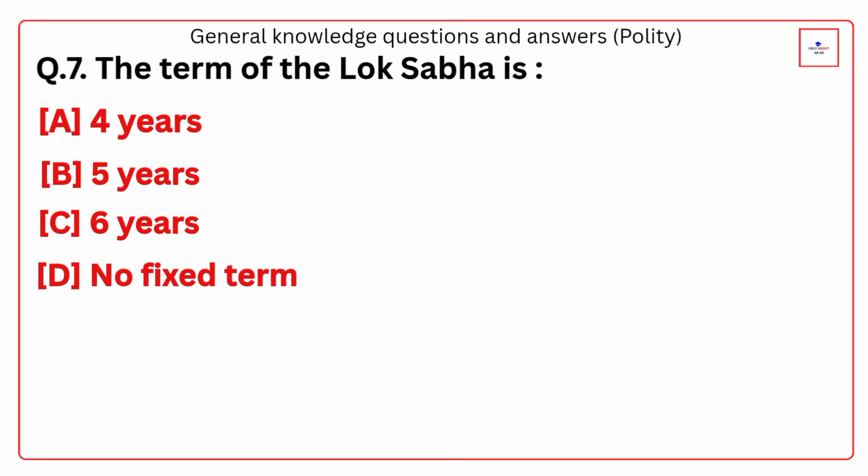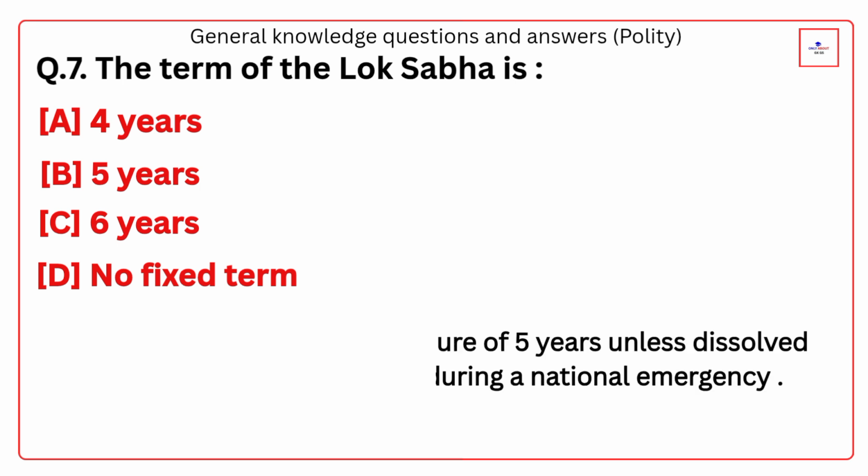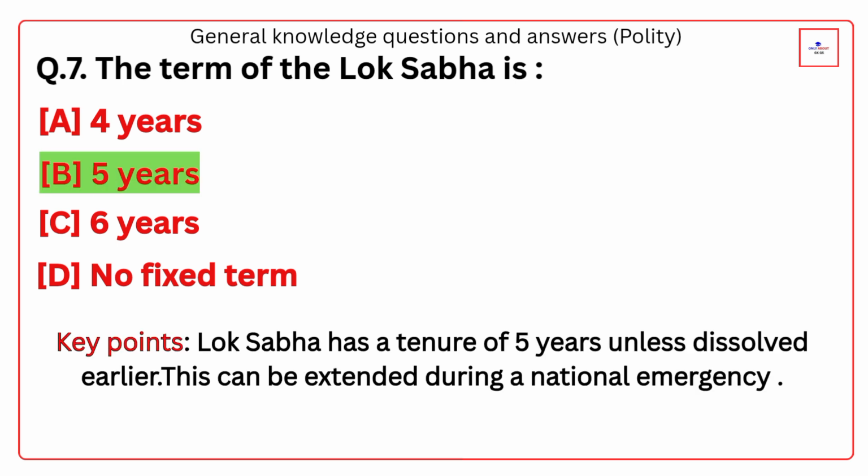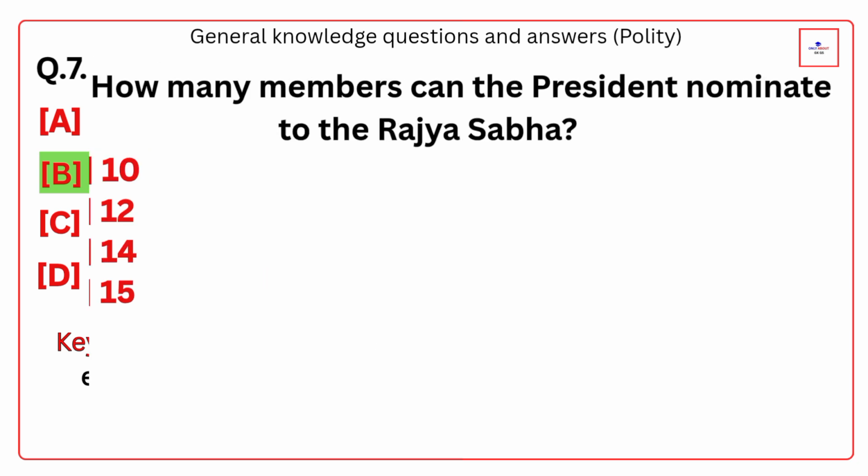The term of the Lok Sabha is. Correct answer is 5 years. Lok Sabha has a tenure of 5 years unless dissolved earlier. This can be extended during a national emergency.